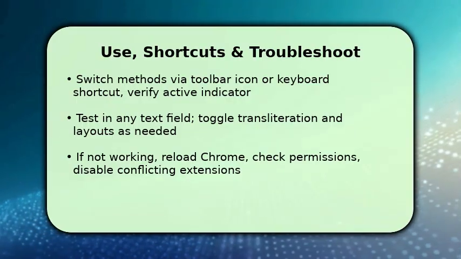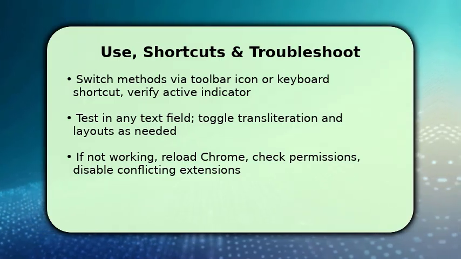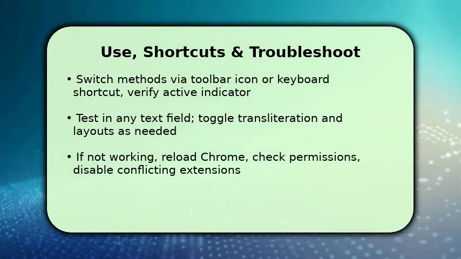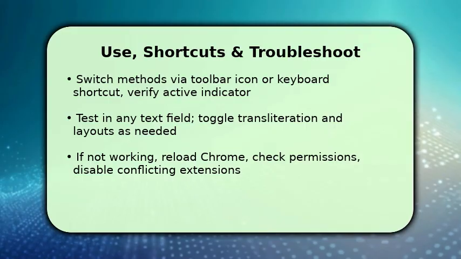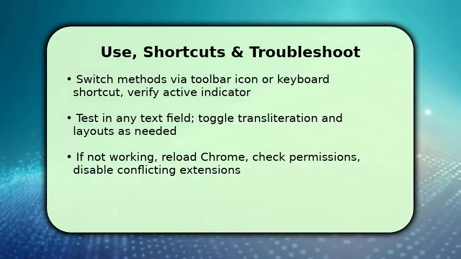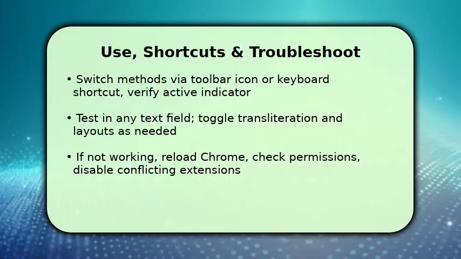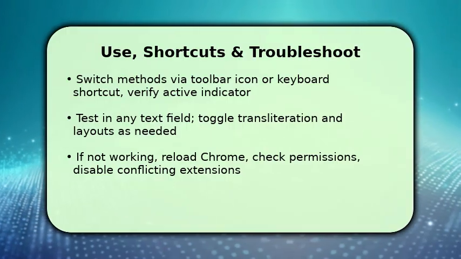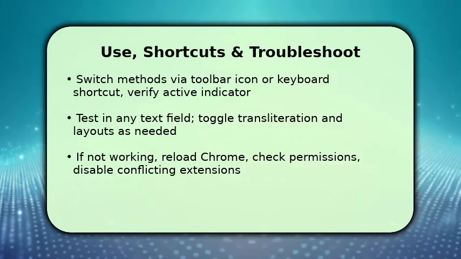Click the toolbar icon or press your shortcut to switch input methods. Confirm the active language indicator before you type. Test in a text box and toggle transliteration versus keyboard layouts to see which feels natural. If the extension stops responding, reload Chrome, verify extension permissions, and temporarily disable other input or clipboard extensions that can conflict. If problems persist, remove and reinstall the extension to restore default.